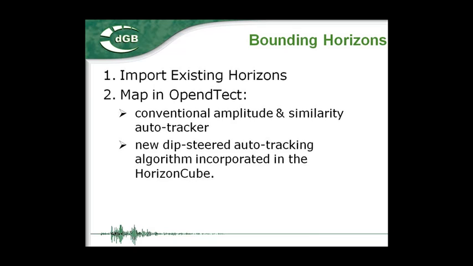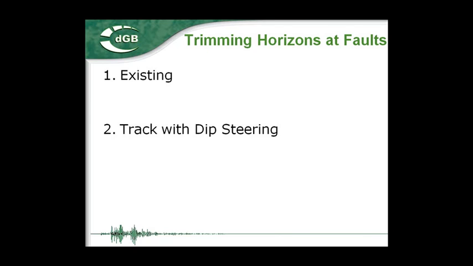Now when it comes to the bounding horizons, it's important that you think of a few things. First of all, you can use existing horizons. You simply import them into OpendTect, or you can map them in OpendTect through two popular manners. The first one is our traditional amplitude and similarity auto tracker, which tracks the horizons in a stepwise manner. And there's also the new dip steering horizon tracking, which is available as part of the HorizonCube plugin, and we'll give an example of this today. It's a really powerful new tool, and I think everybody will be very pleased when they see how easily it works.